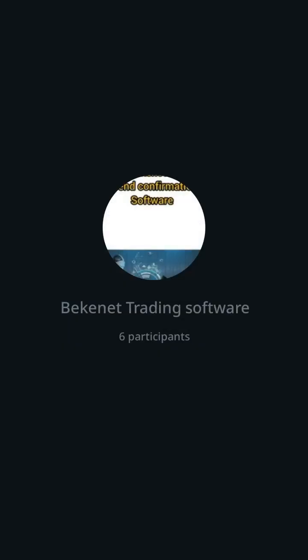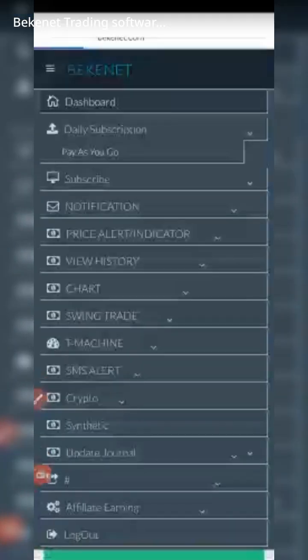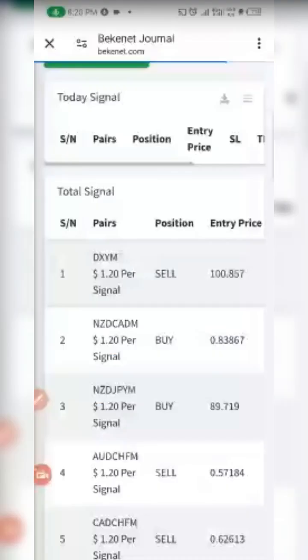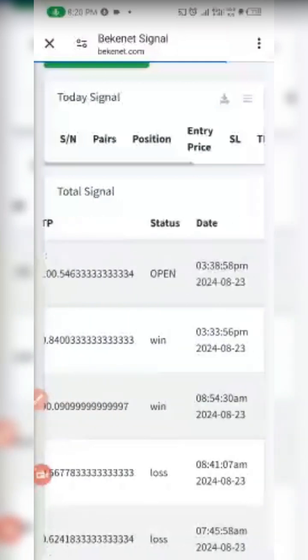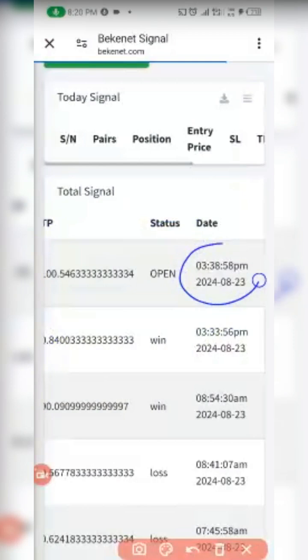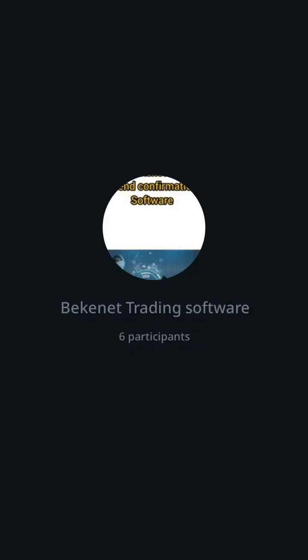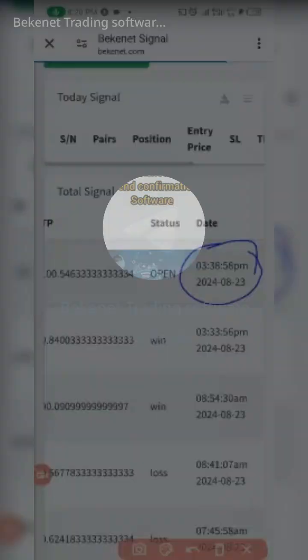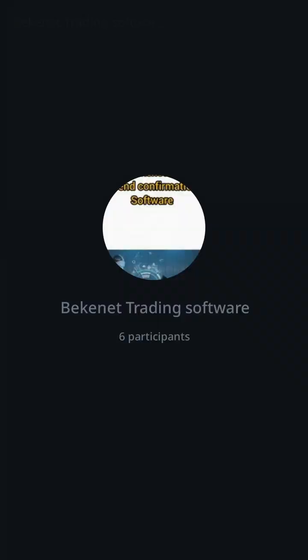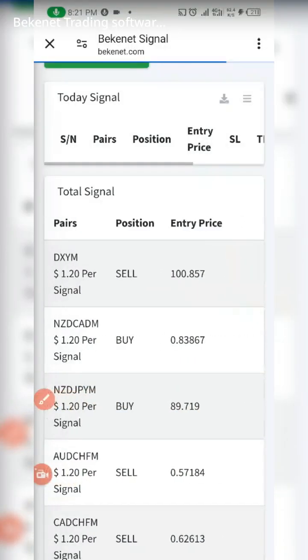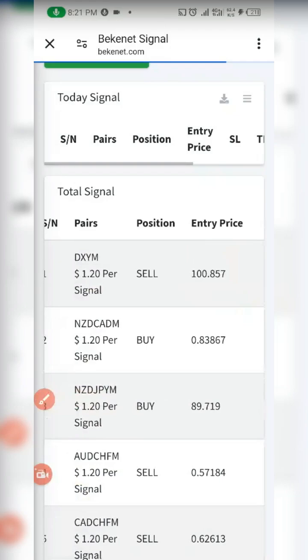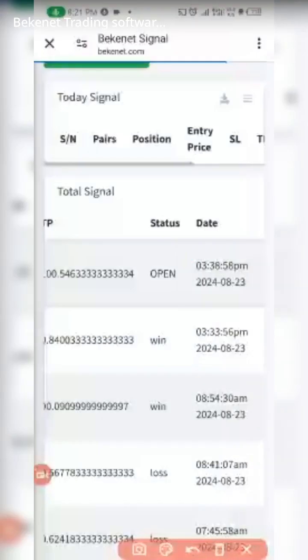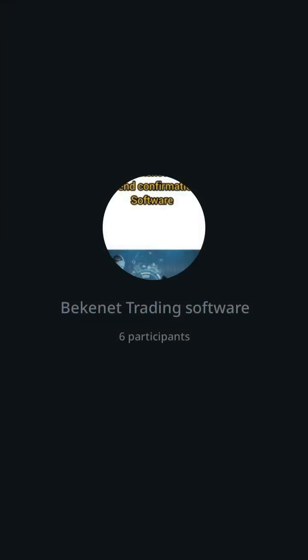So let me go to pay as you go. These are my previous signals that were dropped. Let's say this DSY that is still open. Look at the time it gave me the signal, on the 23rd, which should be Friday, I think. This is when it dropped the signal. If you check every one hour, you'll be able to get the signal. It told me DSY is going to be selling. Look at the entry price, the stop loss, the take profit, and the time it sent the signal out. So if you are not getting notification, you can check manually every one hour at least.